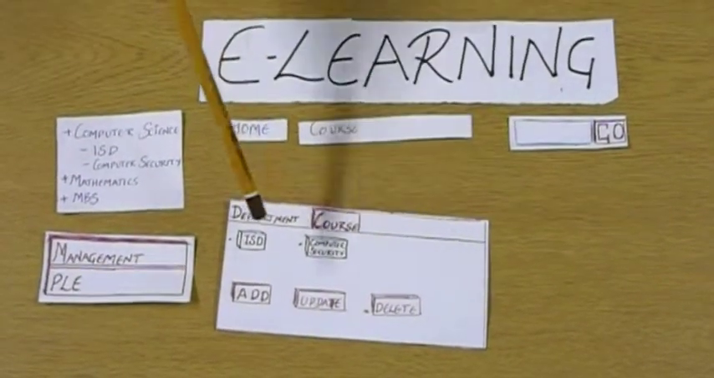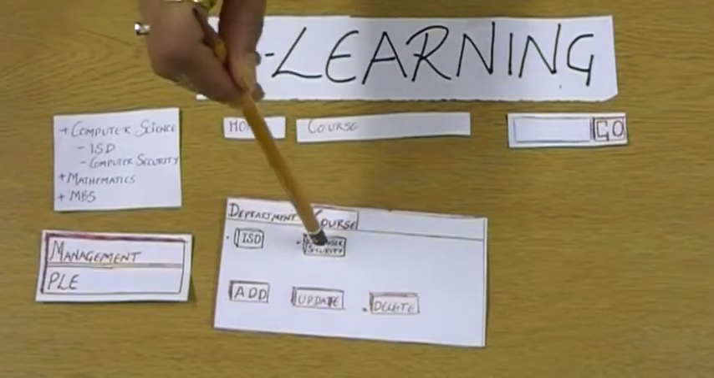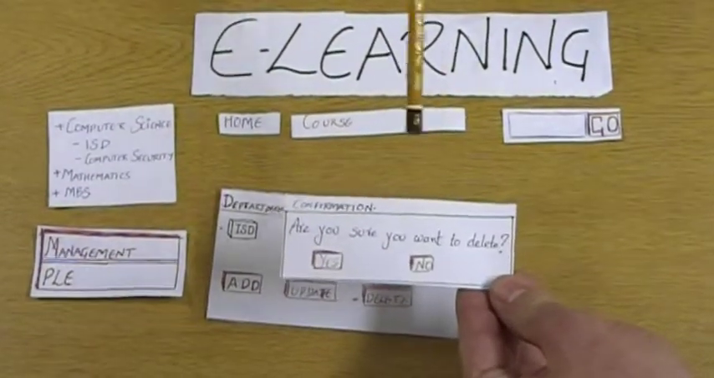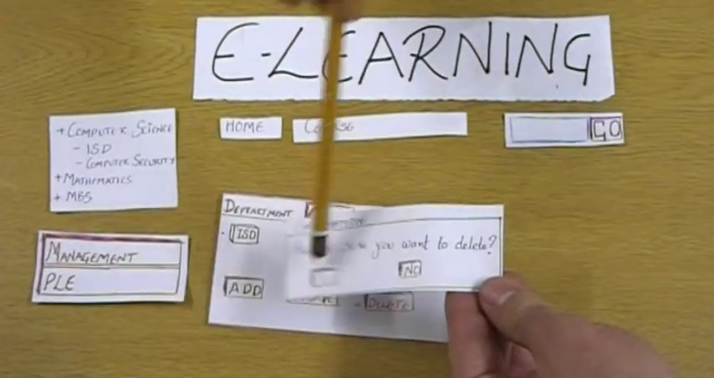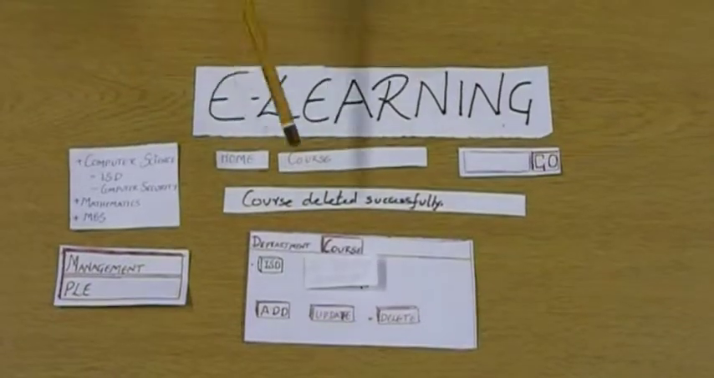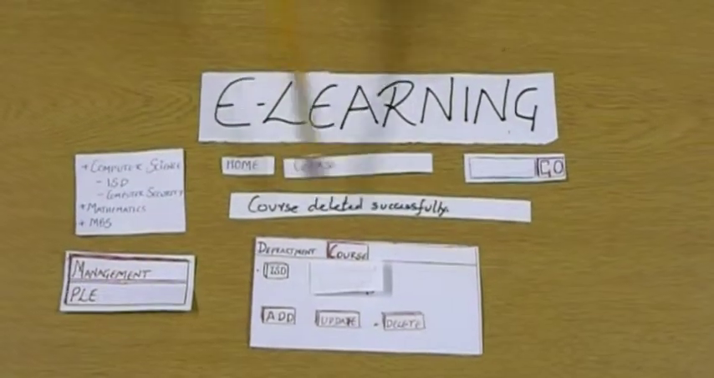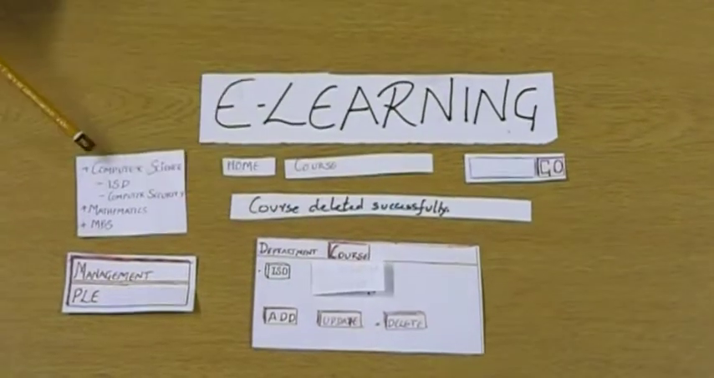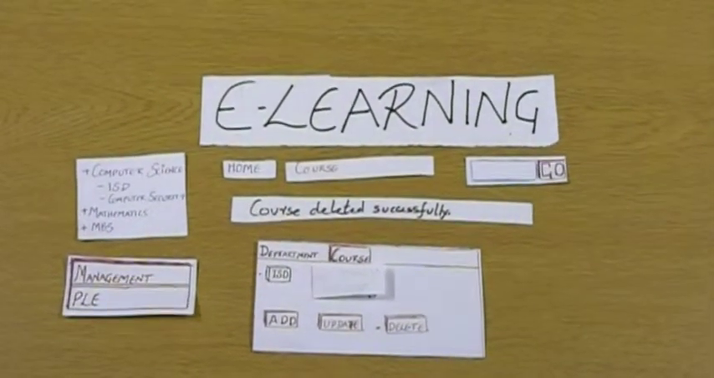How about I delete one of them? Maybe computer security. Click and delete. Are you sure you want to delete? Yes. Okay, once I do that, I get a message which says course deleted successfully, and as you can see, now there's just ISD left inside computer science.